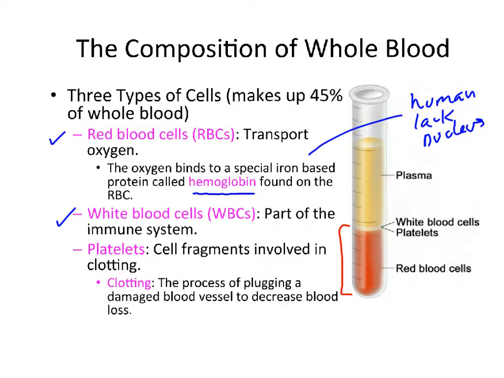And then platelets are cell fragments that are involved in the clotting process. Clotting is where you have damage to a blood vessel, maybe a direct cut, tear, abrasion, or even a rupture, like you might get in a bruise. These platelets are fragments of cells and proteins that bridge the gap and prevent future fluid loss.